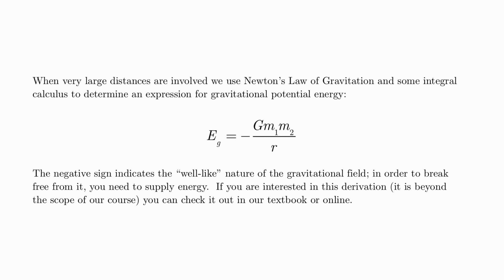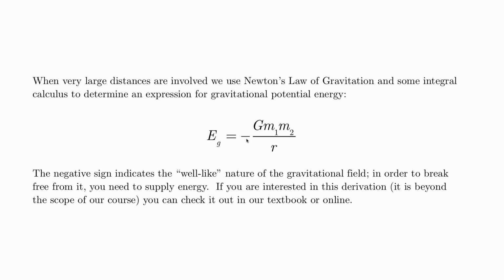And as it turns out, when very large distances are involved, and when different planets are involved, we would use Newton's law of gravitation and some calculus to basically determine an expression for gravitational potential energy when you're not on the surface of the Earth. So this expression right here is true for anywhere. And we get negative G m1 m2 over r. Now here, there is no r squared. So the r squared, you'll notice, has disappeared. And all that we're left with in the denominator is just r.